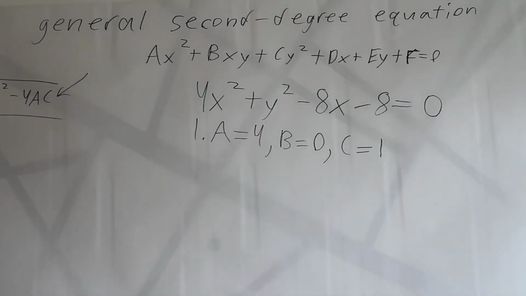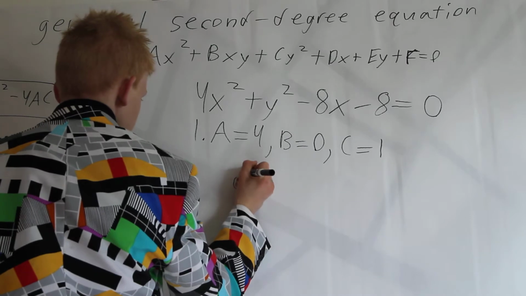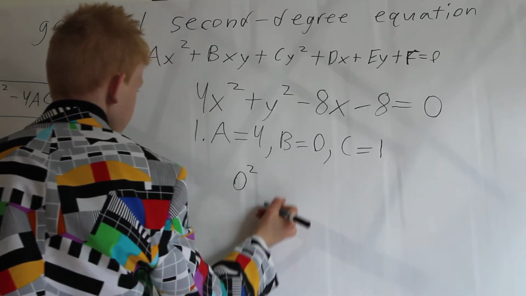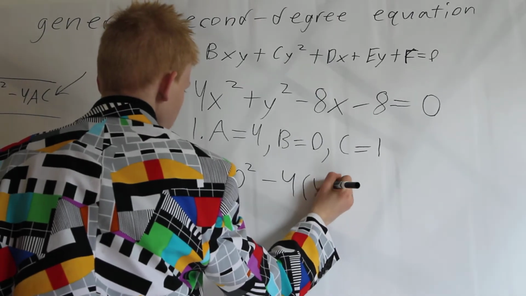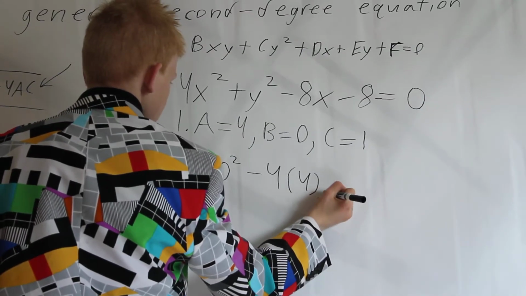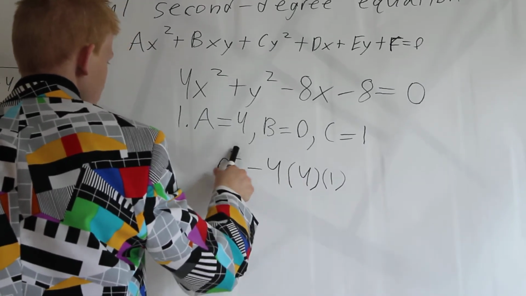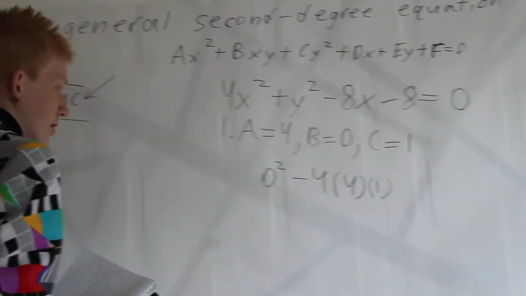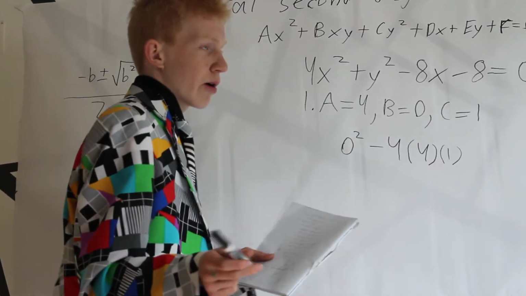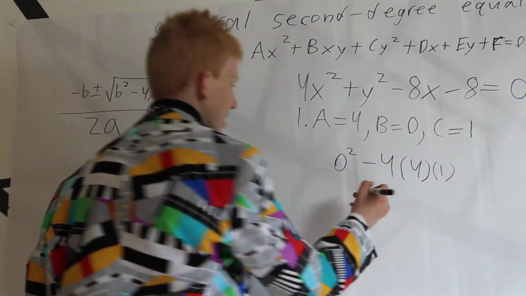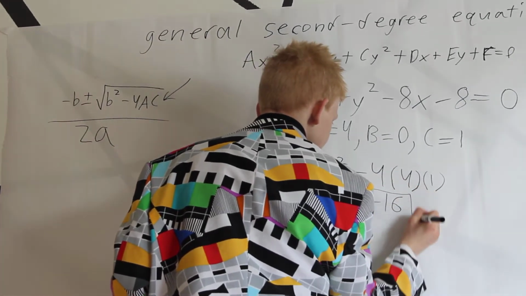And now we are going to write the discriminant. The discriminant would be 0 squared minus 4 times 4 times 1. 4ac, b squared minus 4ac. 4 times 4 is 16. 0 squared is 0. 0 minus 16 is negative 16. Our discriminant is negative 16.